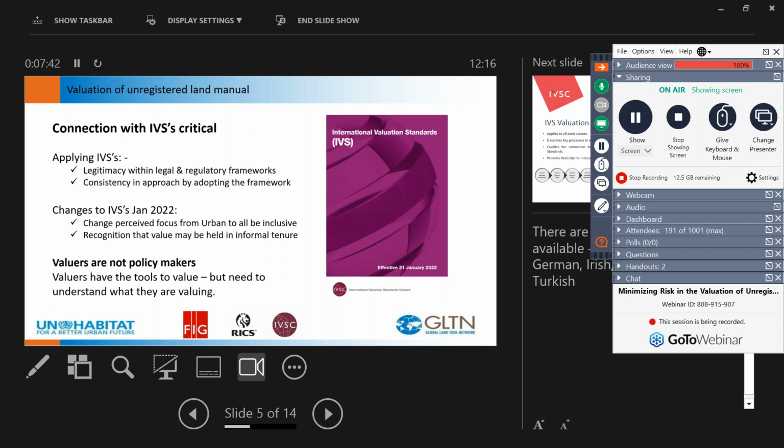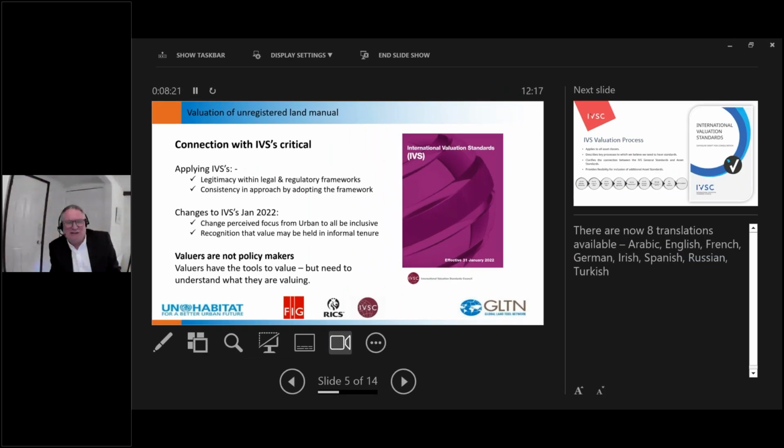But that doesn't say markets don't exist in those areas where land is not registered. Those markets of exchange of land and crops have been taking place for centuries. The registration may well help and create a more audit trail through the process, but it's not essential to actually have the markets. But what's really important is the note at the bottom of the slide there, which says valuers are not policymakers. Sometimes valuers are seen as the answer to all problems, but I can assure you that we're not. Valuers have the tools to value, but we need to understand what we are valuing. And that comes out of a conversation with other parties to try to identify what it is that we are valuing.